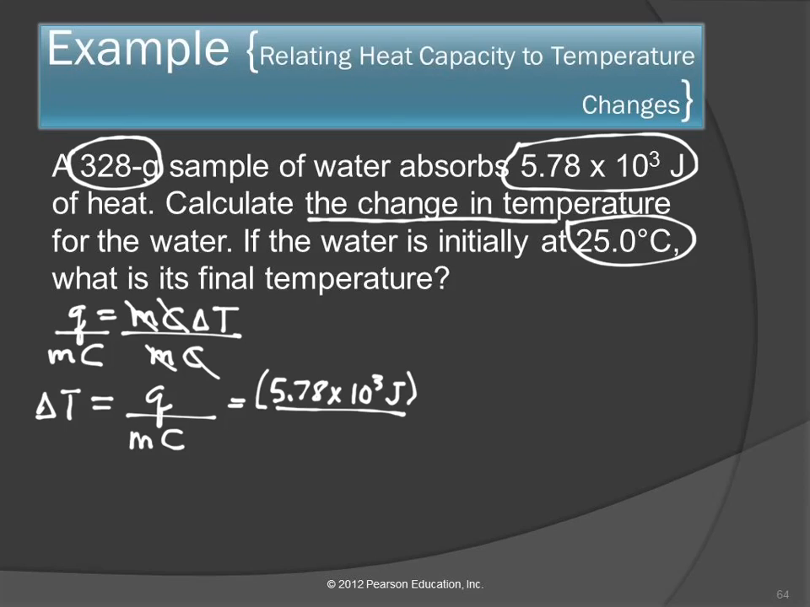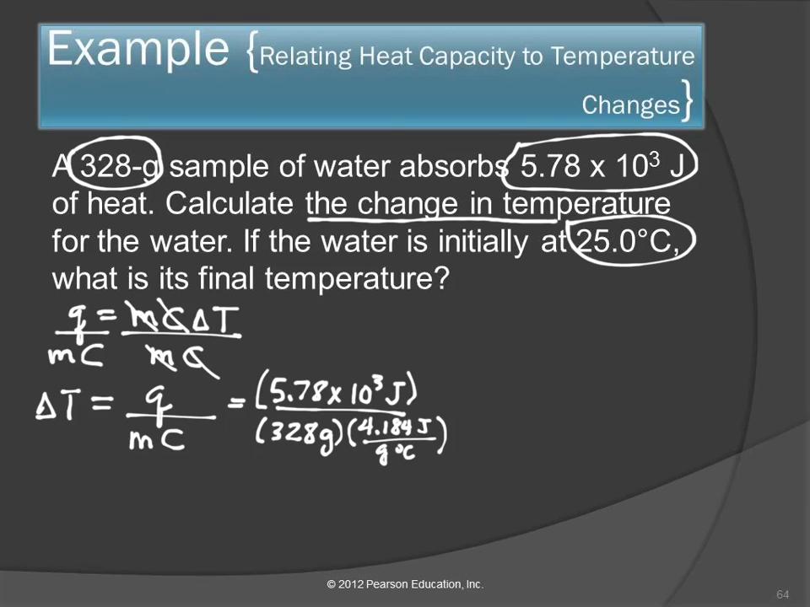What's M? The mass, 328 grams. What is C? Well, we'd have to go look that up. It's 4.184 joules per gram degrees Celsius. I have that one memorized. Sorry, things are getting a little small. I zoomed in too far.